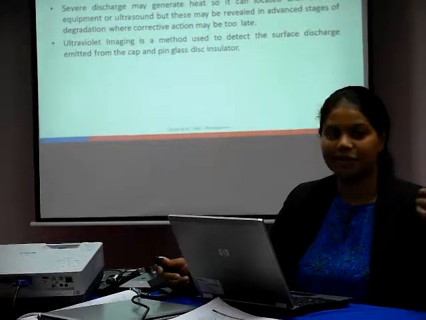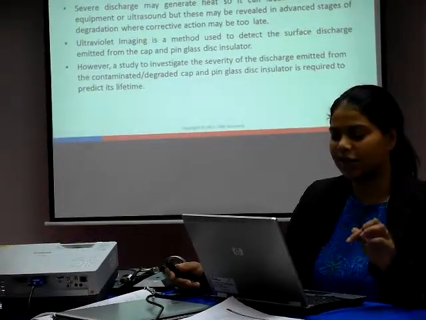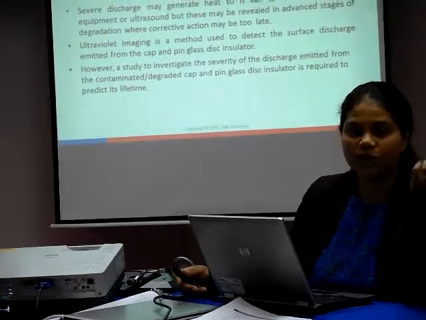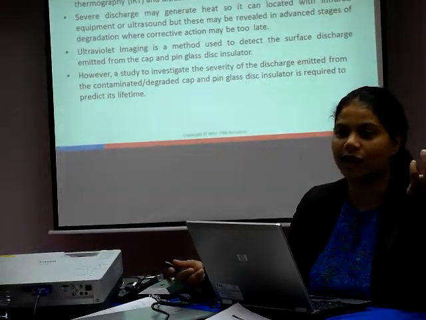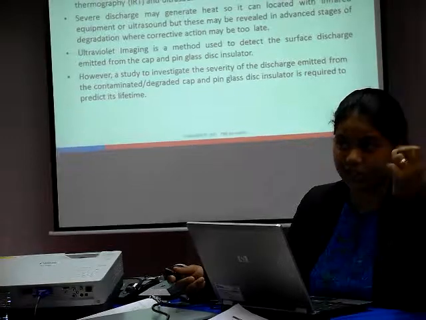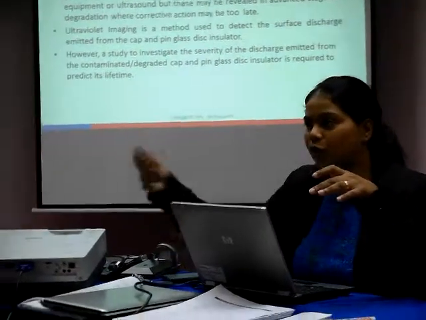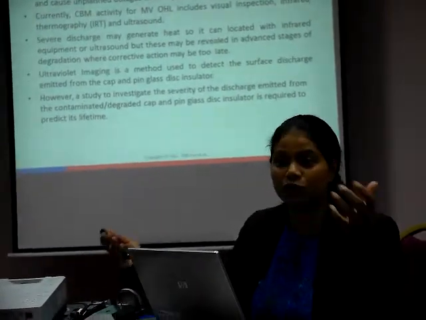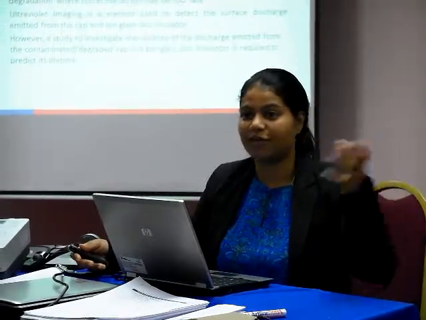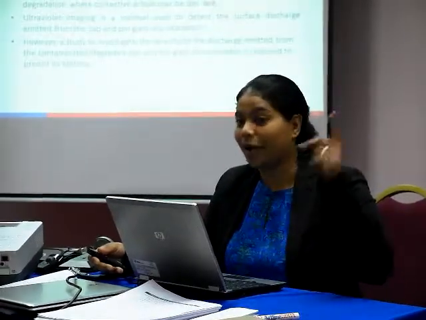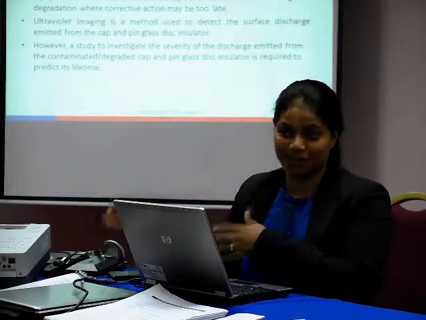to detect surface discharges at the cap and pin type insulator. However, we need a study to investigate the severity of this discharge. When we use the ultraviolet camera, which is readily available, we go to site and we can capture the surface discharges. But how severe is this discharge? Is it tomorrow the pin insulator is going to fail? We don't know. So yes, the current technology can tell you that your pin insulator is corroded, is having some problem, is having discharge, but it will not tell you how long you have to change this pin insulator.